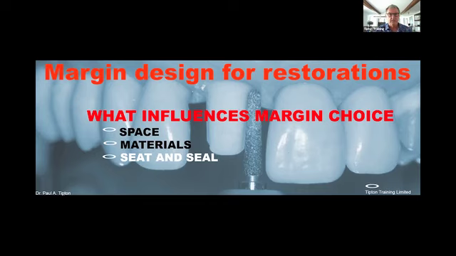PFMs, metal, lends itself well to either chamfers, but also well to shoulders and shoulder bevels. So you have to take that into consideration. The third one, and the one I want to again concentrate on for the rest of this presentation, is about seating and sealing.